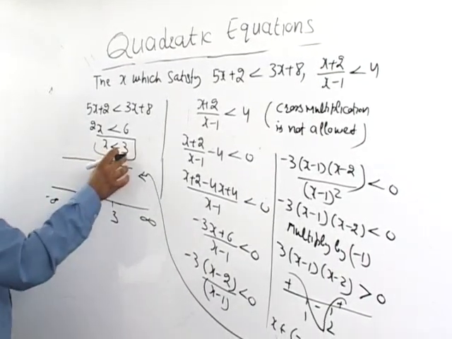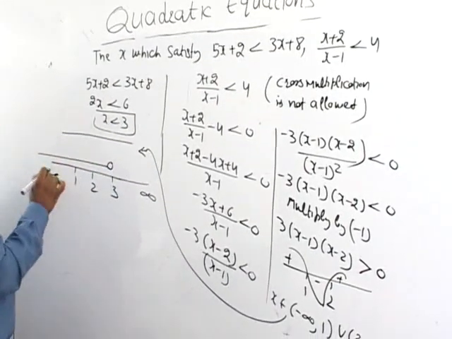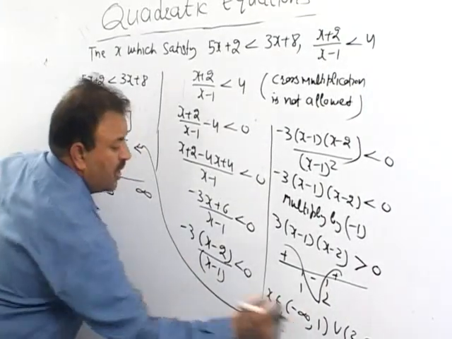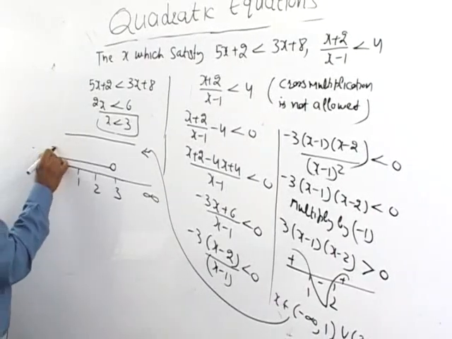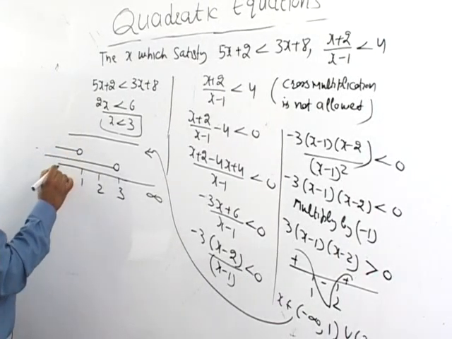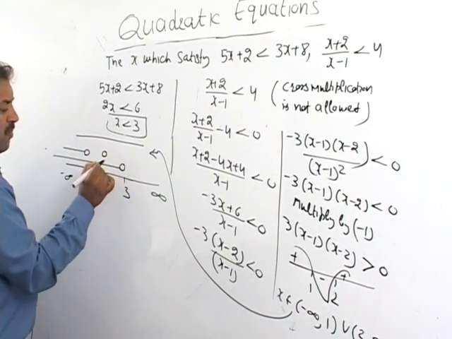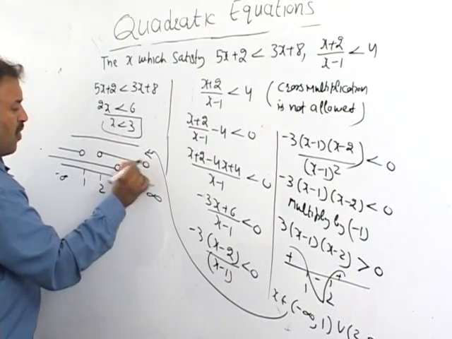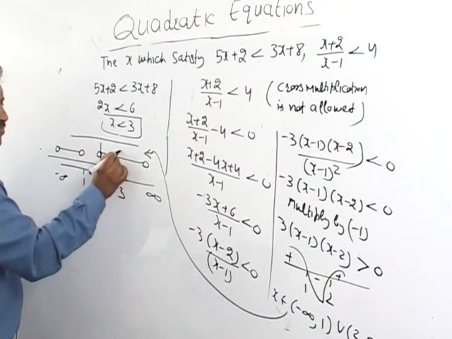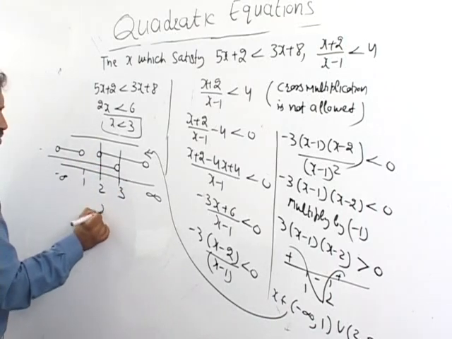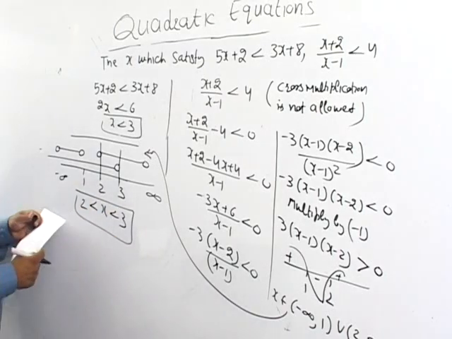The first solution we represent on the number line is x less than 3. X less than 3 is this one. Then another solution I am representing here: x lies from minus infinity to 1 union 2 to infinity. Now the common solution is between 2 and 3. So our rightful solution is x lies between 2 and 3. This is our result.